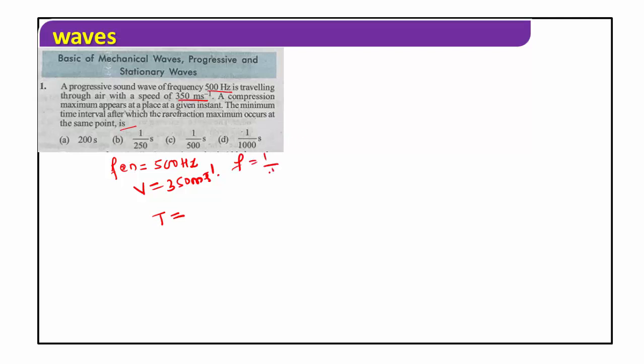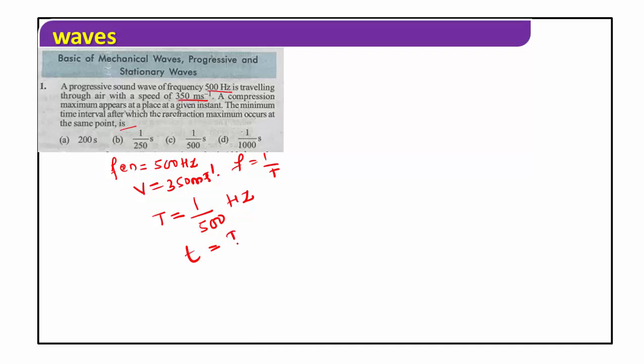Frequency f is equal to 1 by T, so T is equal to 1 divided by f. F is 500 Hz, already given. When it compresses, the minimum time interval after which the rarefaction maximum occurs at the same point, that is the capital T divided by 2.